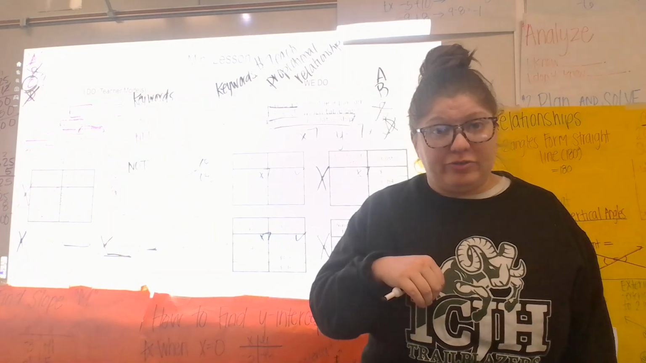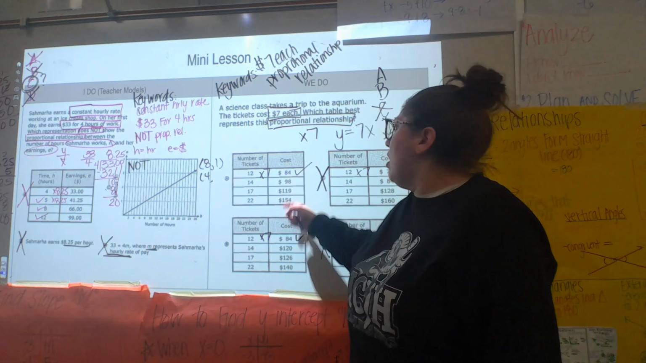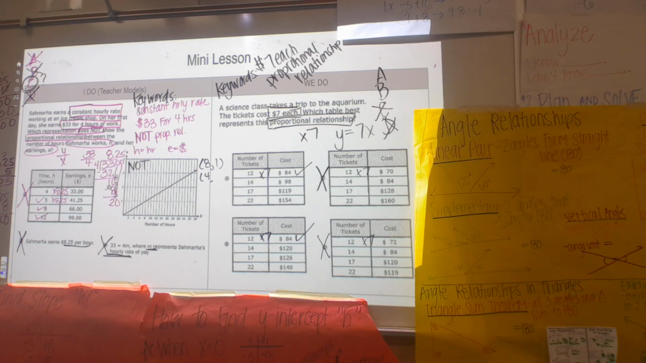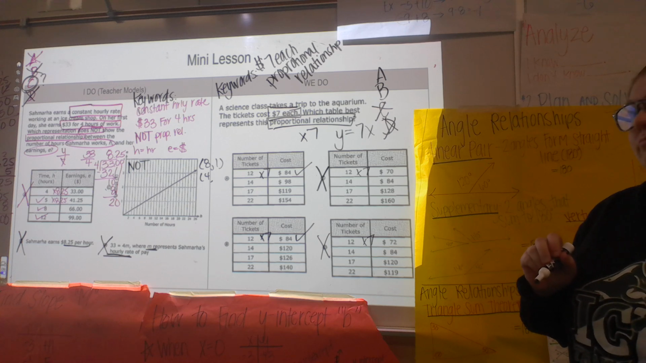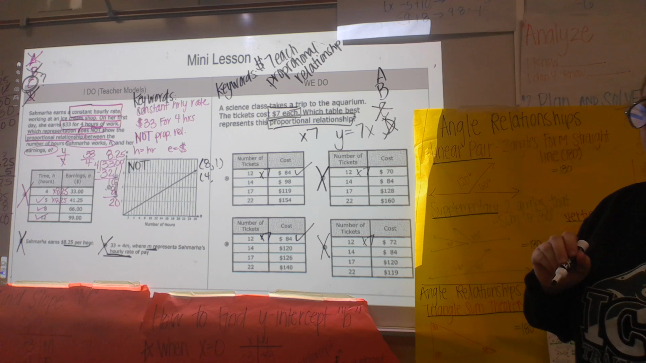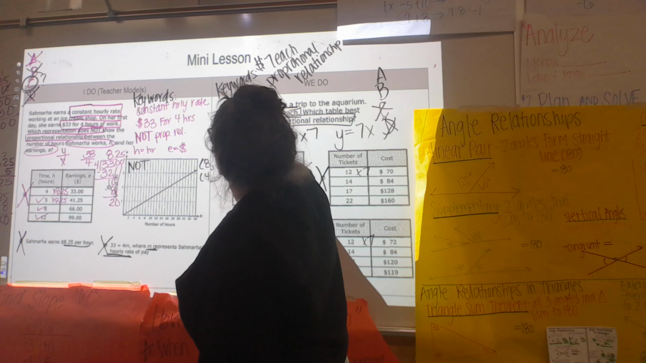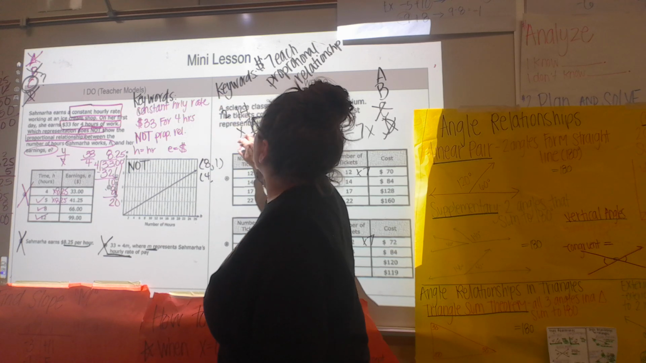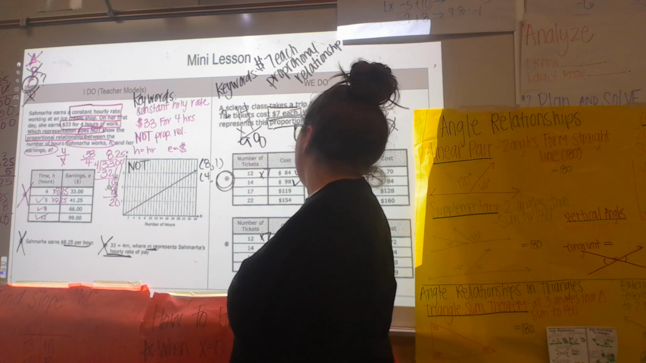Turn and talk to your partners and see how much my cost would be if I bought 14 tickets. Go ahead and go. All right, so let's look. I have 14 times 7. So 7 times 4 is 28. Carry my 2. 7 times 1 is 7, plus 2 is 9. So I have 98. My answer is A.